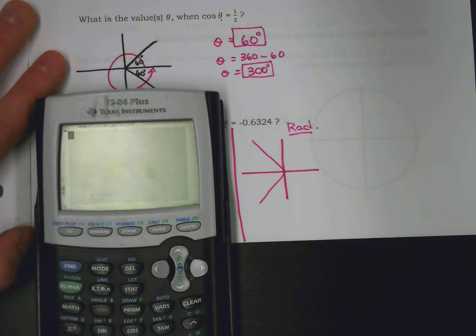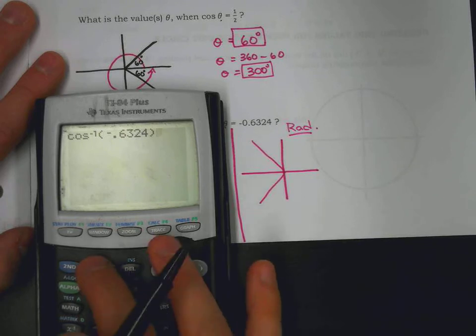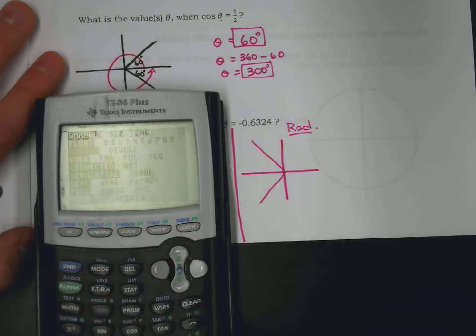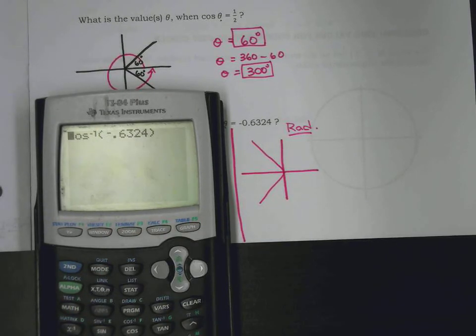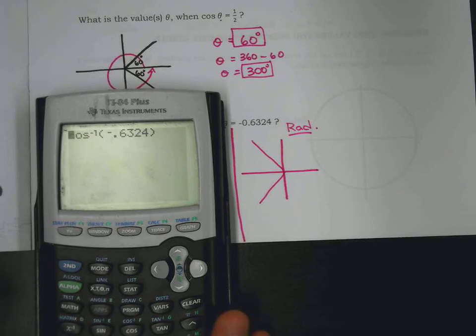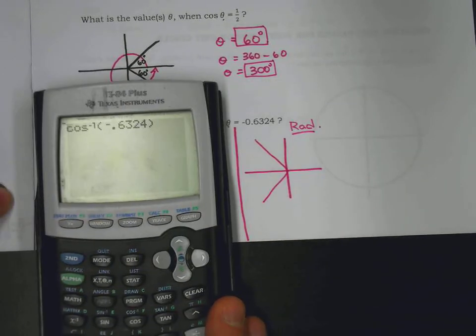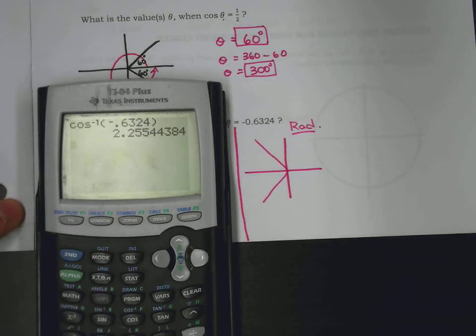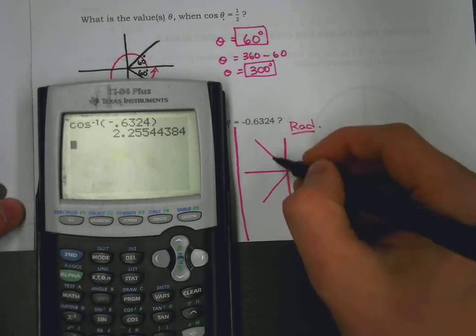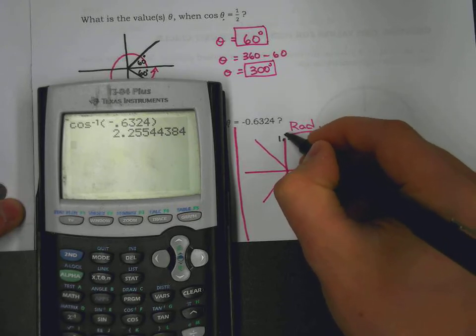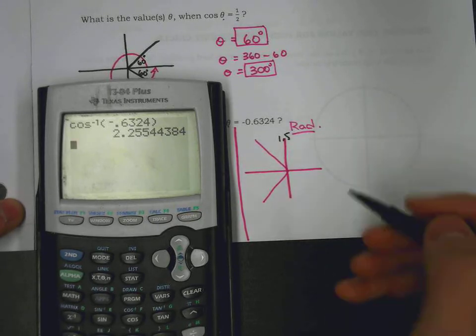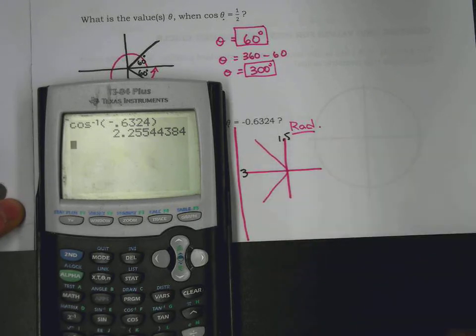This time, we do our second function cos inverse of negative 0.6324, but this time I'm going to change the mode out of degrees and go to radians. We are in radian mode. When I hit enter, it's not going to give me 129 degrees. It's going to give me the radian equivalent, 2.25. Let's call this 2.3. Remember, 1.57 is 90 degrees-ish. 3.14 is about 180 degrees.